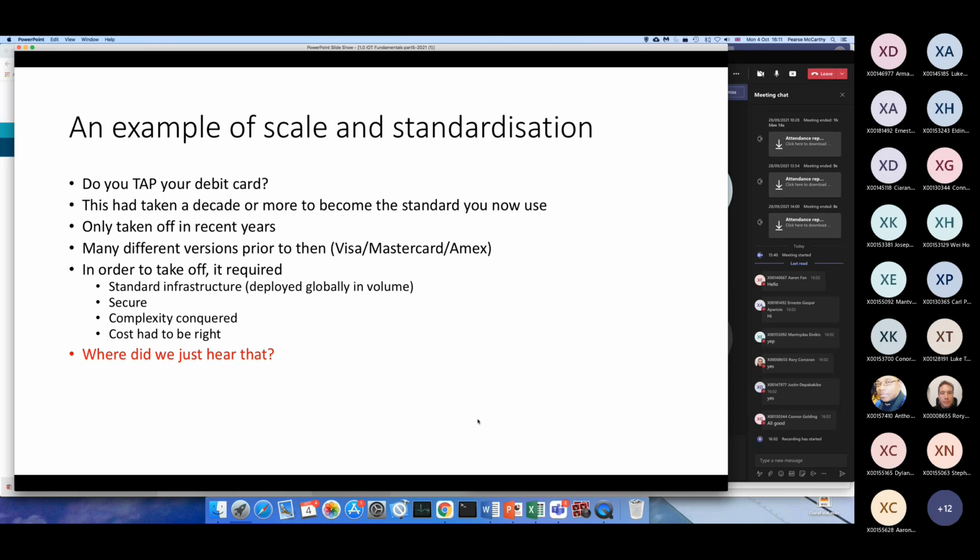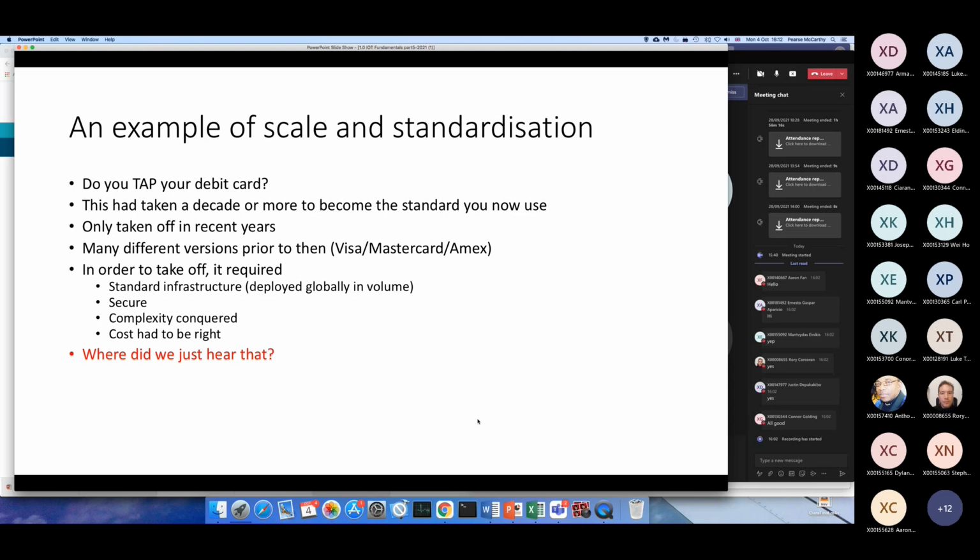And in order for it to take off eventually, they came down to similar standards between the three of them, all right? Because otherwise it's changing every 6 months or whatever. So a standard infrastructure, it has to be secure, obviously, and the complexity of it was conquered to a degree, and the cost had to be right.